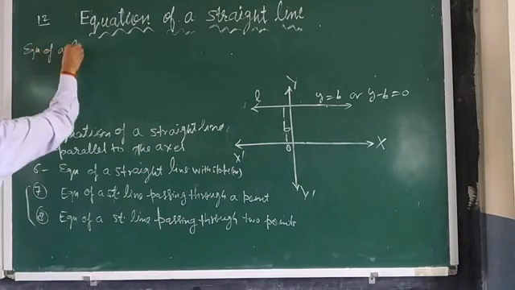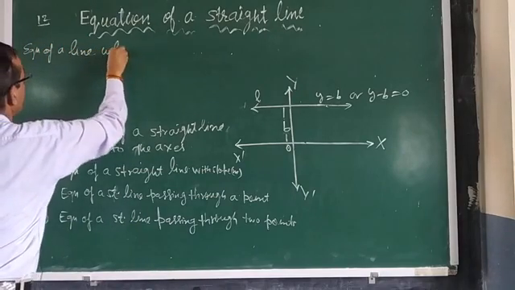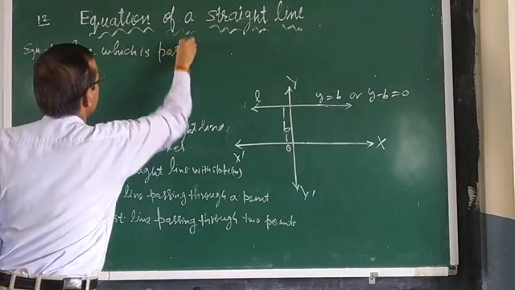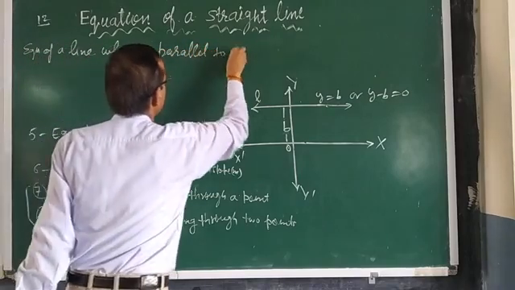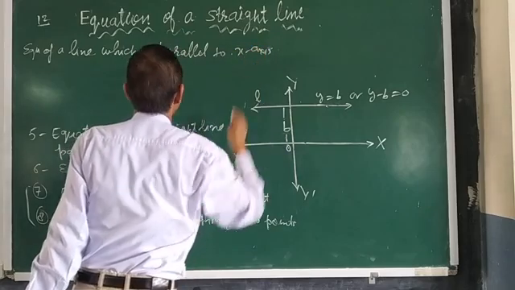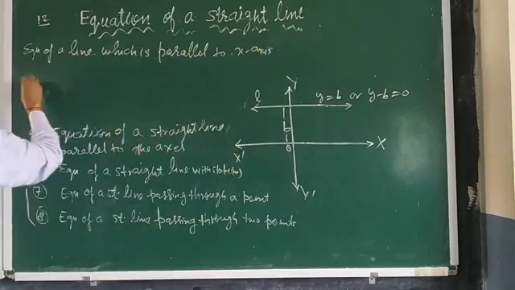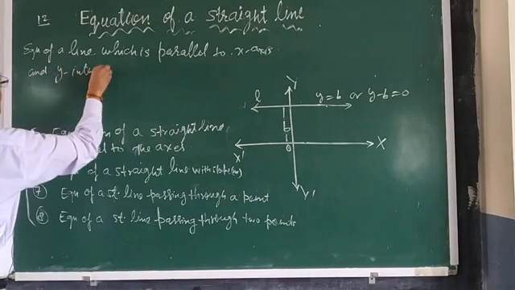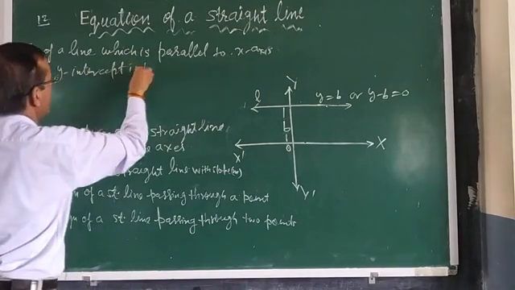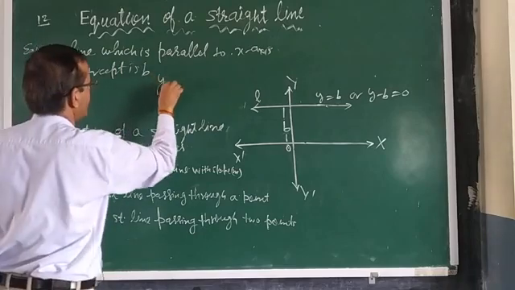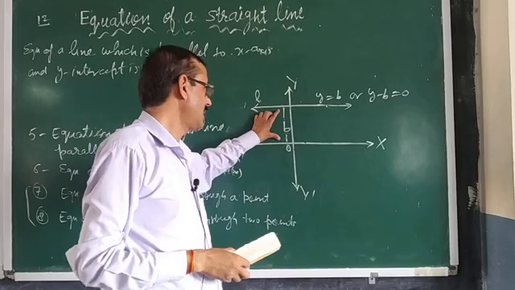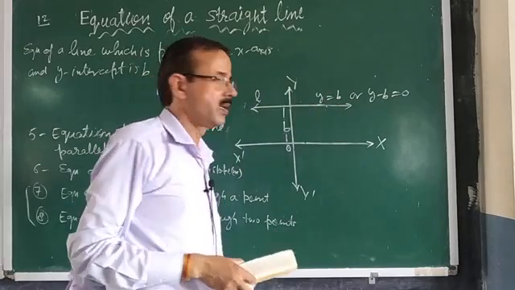So you can write that equation of a line which is parallel to x-axis and y-intercept is b. So what will be? y is equal to b. यदि b डिस्टेंस पर y को कट कर रहा है तो y is equal to b.